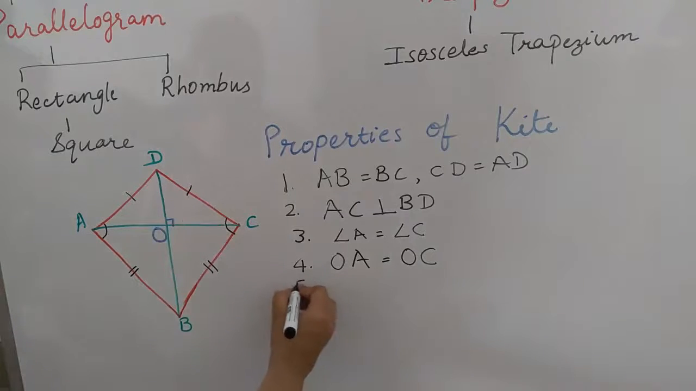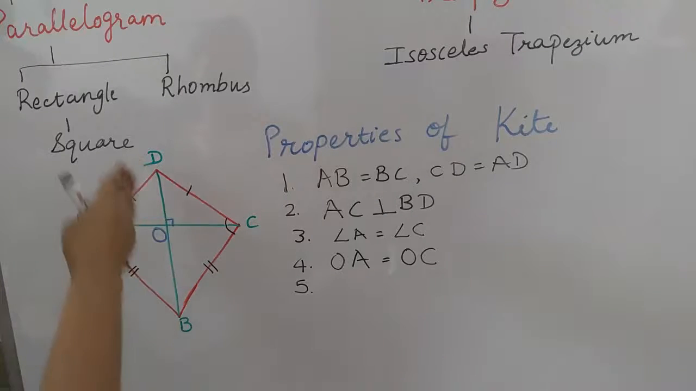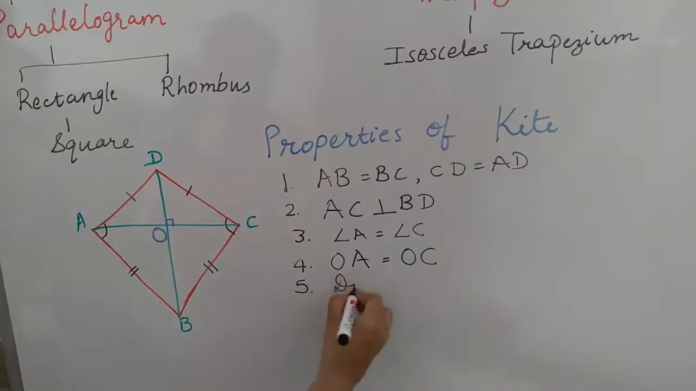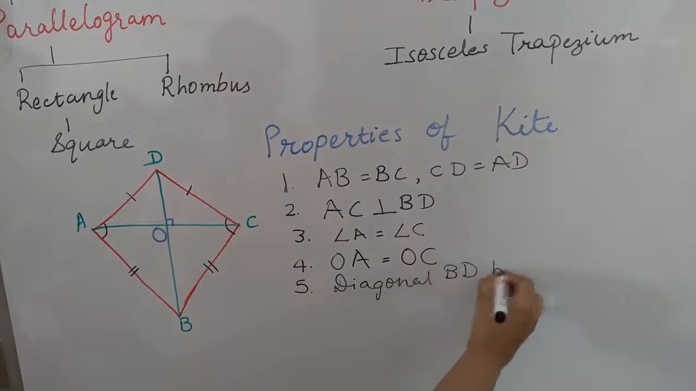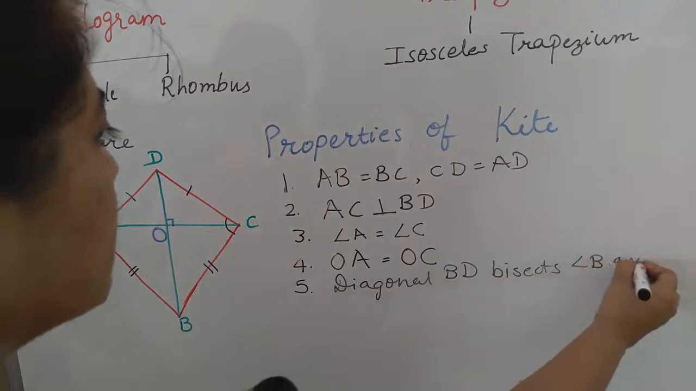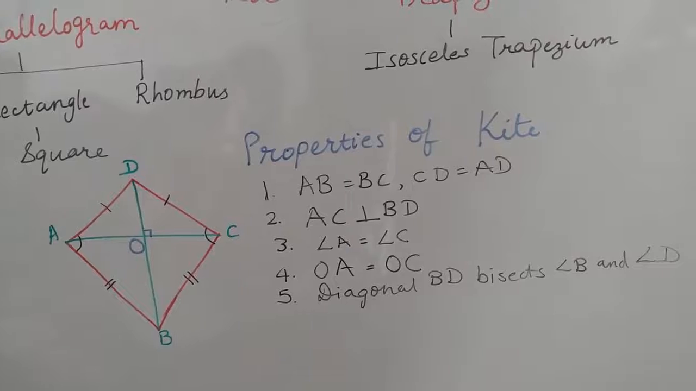And next, the fifth property: diagonal BD bisects angle B as well as angle D. You can see this diagonal BD will bisect angle B and angle D. So I can write diagonal BD bisects angle B and angle D. Both the angles are bisected by the diagonal BD here.